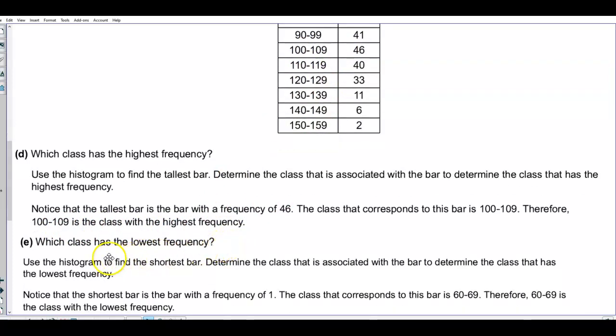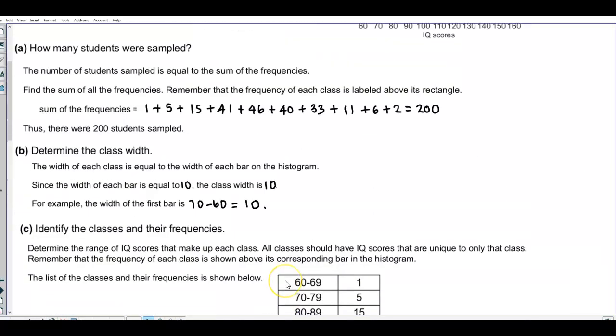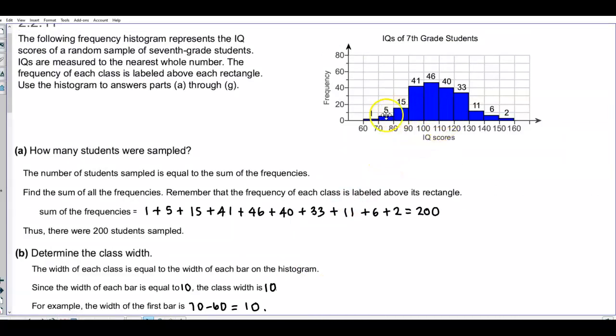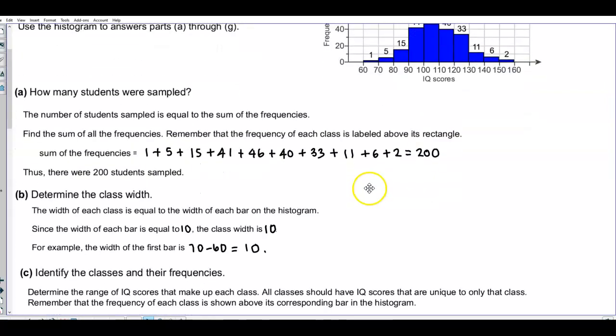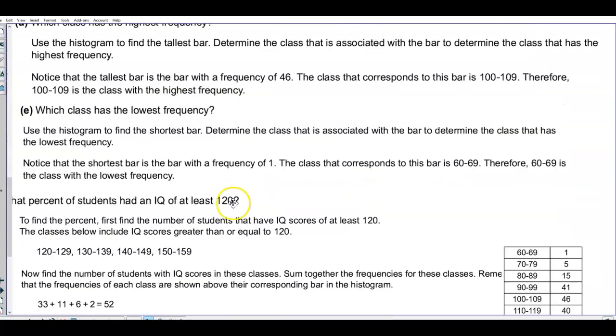Part E, it says which class has the lowest frequency. So again, we're going to use the histogram to find the shortest bar, and then determine the class that is associated with the bar to determine the class that has the lowest frequency. So if we take a look at this here, we can see that 1, that's the lowest frequency, which goes from 60 to 69. So therefore, we can see here that the shortest bar is of a frequency of 1. The class that corresponds to this bar is 60 to 69, and therefore 60 to 69 is the class with the lowest frequency.